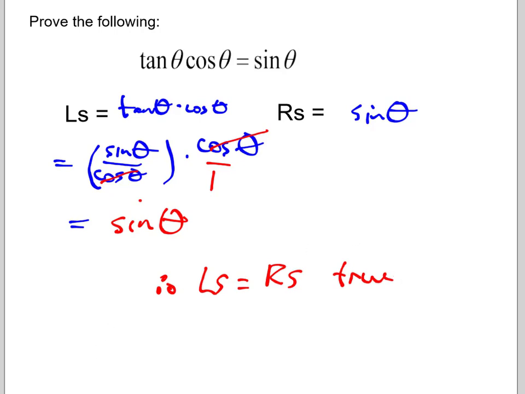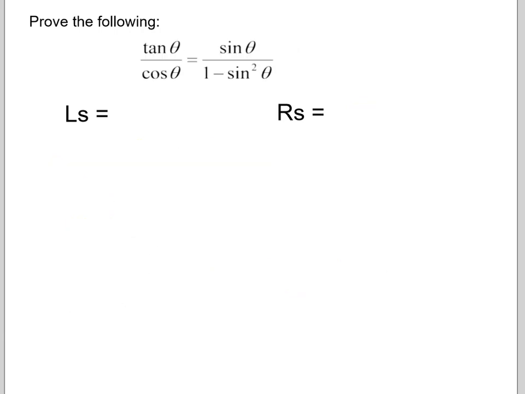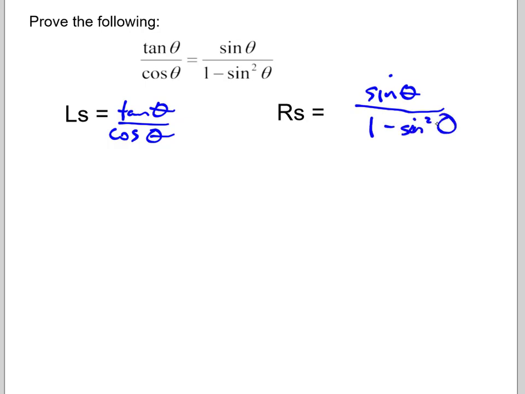Now, obviously, they get a little more complicated. We have a little bit of fun with it. You have a few more steps to do, but that's the basic principle. So let's have a look. You can pause it if you want to try it first. There's a couple things that are going to jump out, and I'll point those out as we go through. So there's a tan theta on top over a cos theta. Over here we have sine theta divided by 1 minus sine squared theta.